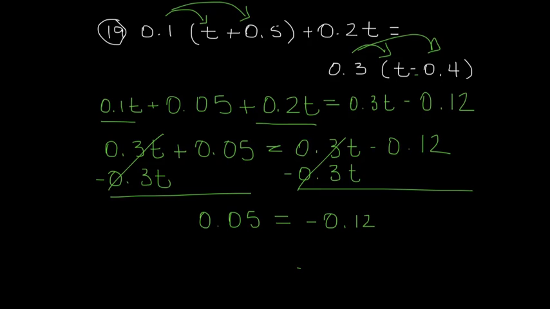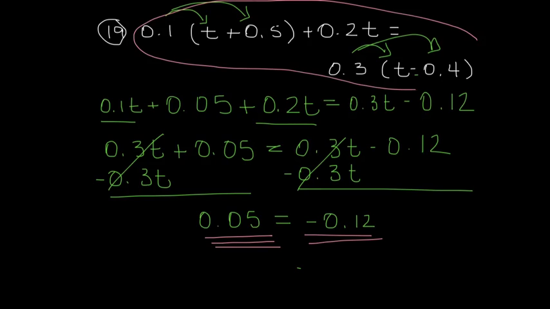When this happens, when in the course of solving your equation, the variable terms completely cancel out, you have to take a look at what you have left, and you have to decide whether it's true or false. In this case, you have that 0.05, or 5/100ths, is equal to negative 0.12, or negative 12/100ths. Is that true or false? Obviously, it's false. Since it's false, that tells me that if I go back up to the original equation, there is absolutely no number that I can plug in for t to make this left side equal to the right side. In that case, then, there is no solution.